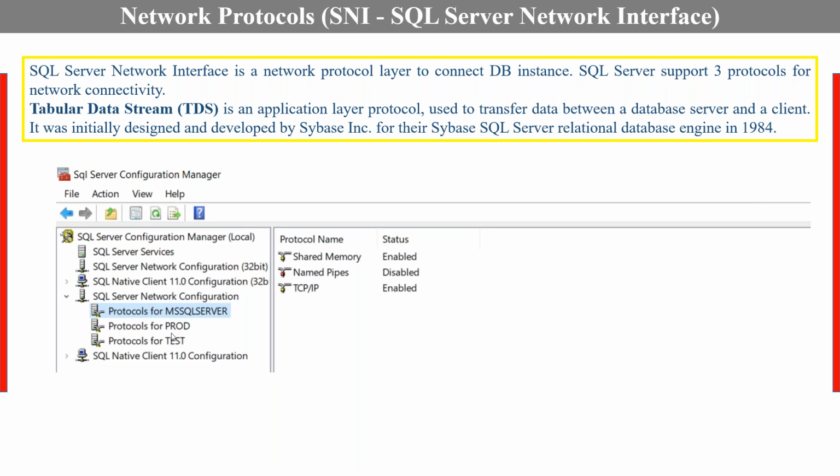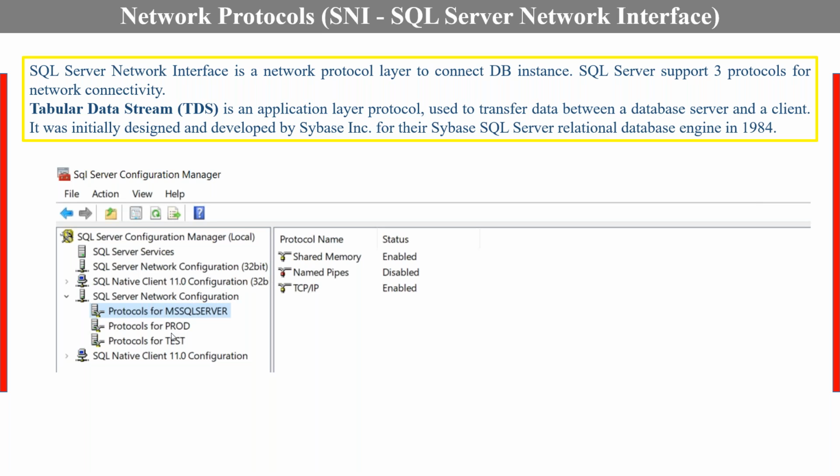You can install up to 50 times in one machine. That can be logical, that can be physical. Max you can install is 50, and one is the default. We will discuss the instance concept a lot later. Mostly SNI, SQL Server Network Interface, works to connect to the database engine.